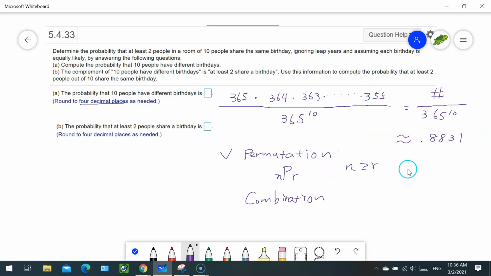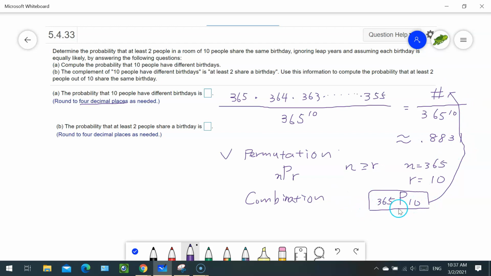So when you calculate, your N is your total sample space, which is 365. R would be the 10 objects, right? The 10 people will select from those 365 spaces. So we go with nPr. If you type this into the calculator, you'll get this numerator number.